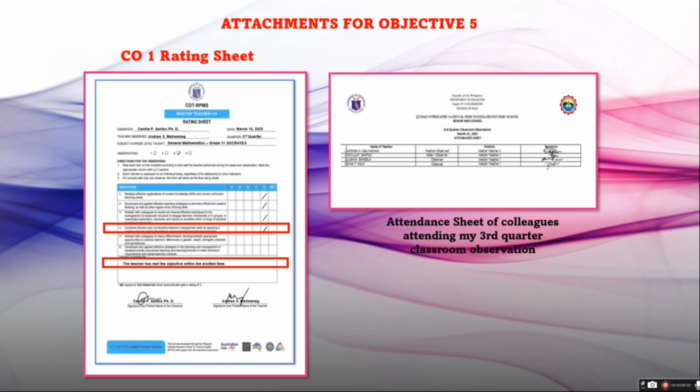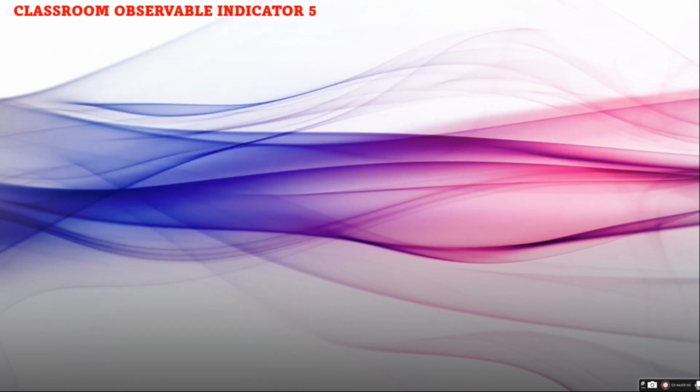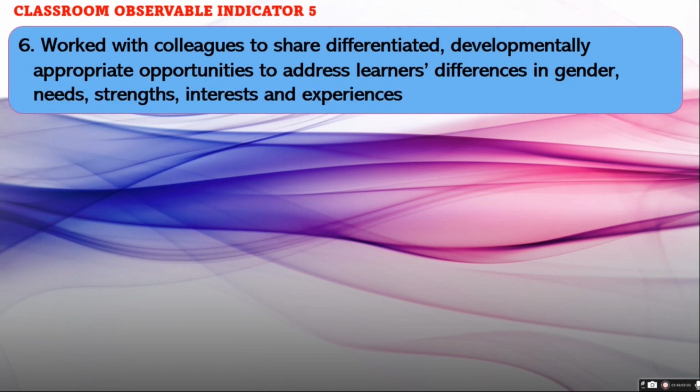This time, ginamit ko ay ang attendance sheet. Next one, classroom observable indicator number 5 is the objective number 6. Work with colleagues to share differentiated, developmentally appropriate opportunities to address learners' differences in gender, needs, strength, interests, and experiences. This is based from the PPST 3.1.3.